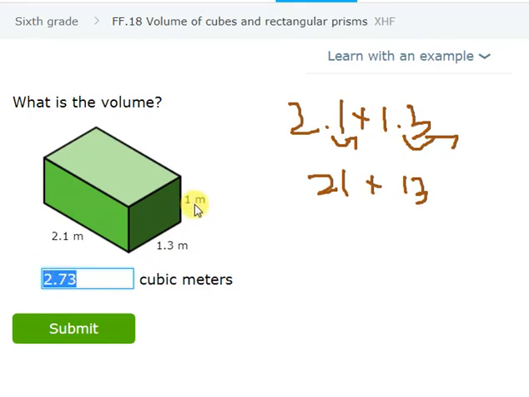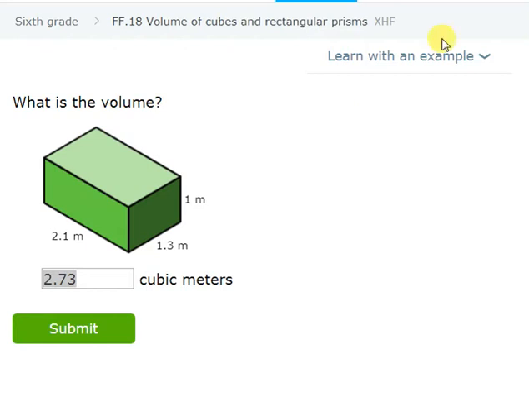Since this is 1, when we multiply by 1, the answer will remain 2.73 cubic meters. I hope this is very simple, and if you train your brain for doing this, you will be doing this faster and faster. So please practice mental math so that you do not use a calculator in markets and anywhere, and by the time you are doing papers you don't need any calculator for it. So the final answer is 2.73 cubic meters, right?